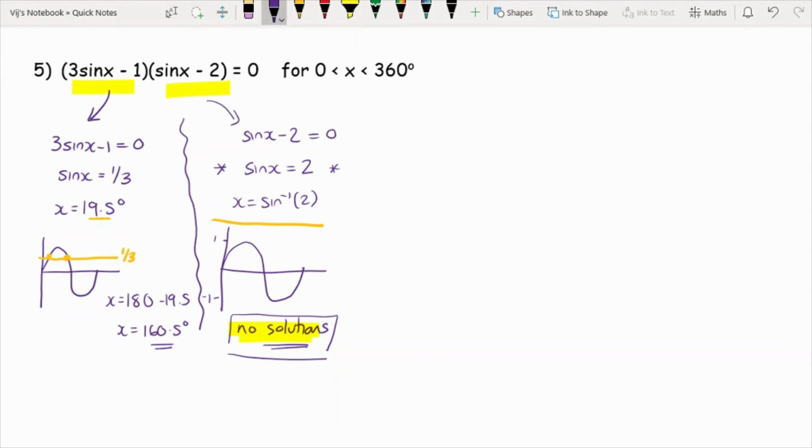So how you'd write your answer again is just writing a little bit neater. So x is going to equal 19.5 degrees or 160.5 degrees, and that's to 1 decimal place. So then moving on to example 6.